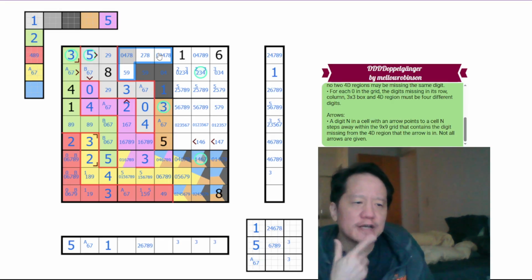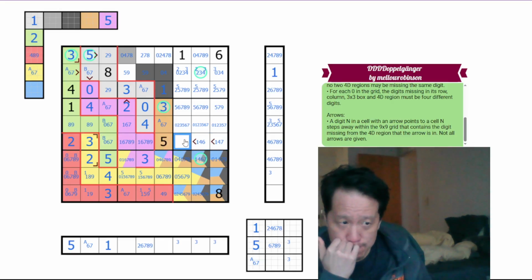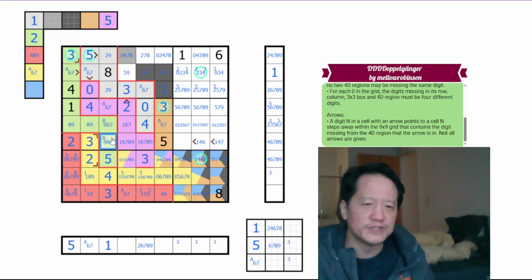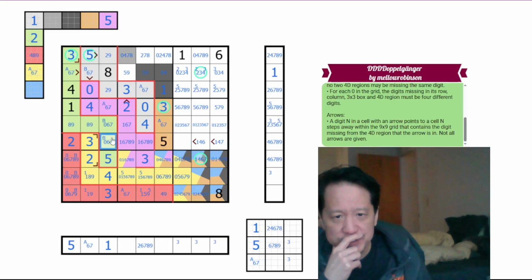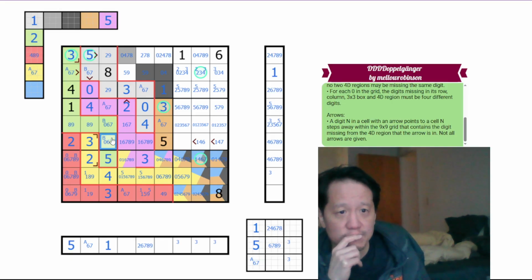The interesting aspect is, where is the 0 in row 6? It can only be here or here. But this 0 is fine because it'd be missing 5, 1, 2, and 1 out of 6 or 7. So that's fine.